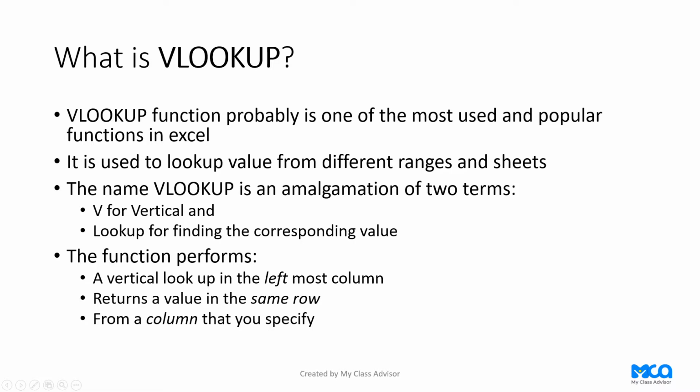As mentioned before, it's probably one of the most used and popular functions in Excel. It is used to look up value from different ranges and sheets. The name Vlookup is an amalgamation of two terms, V for vertical and lookup for finding the corresponding value. If we break down this function, the function actually performs a vertical lookup for the leftmost column, returns a value in the same row from a column that you specify.